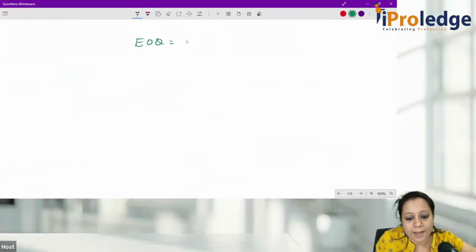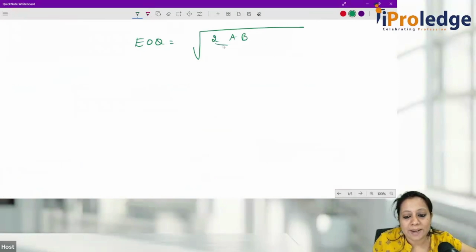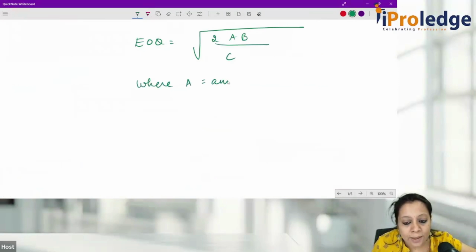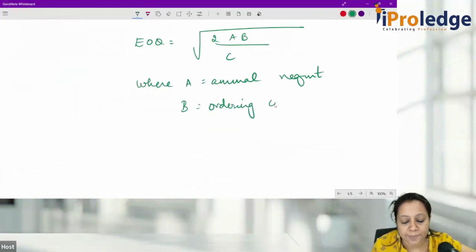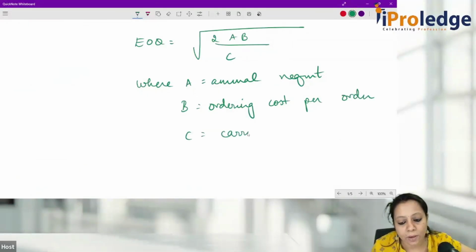EOQ is equal to what? Economic ordering quantity is the full form. So square root of 2AB divided by C, where A is equal to the annual requirement, B is equal to ordering cost per order, C is equal to carrying cost per unit per annum.